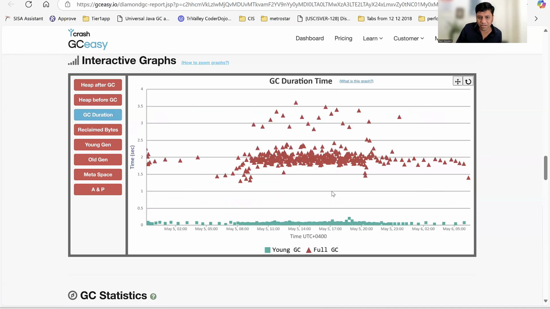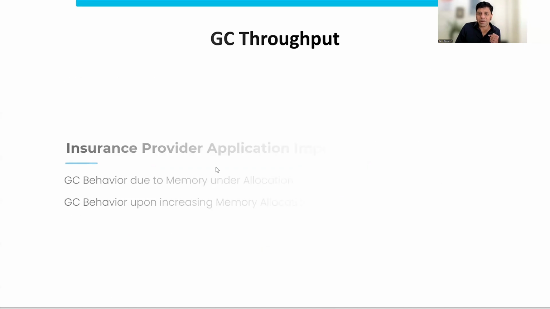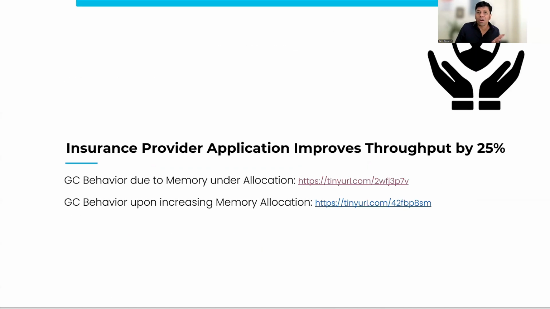Let's just zoom in here. You can see continuously 2 seconds pause times are continuously happening. If it's continuously pausing, then response time was degrading. So that was the problem that this insurance provider was experiencing. When you see this memory under allocation, the obvious solution is you want to increase your memory size.